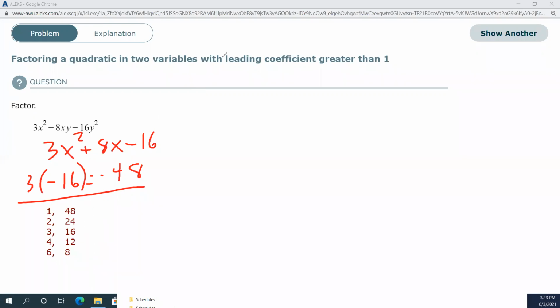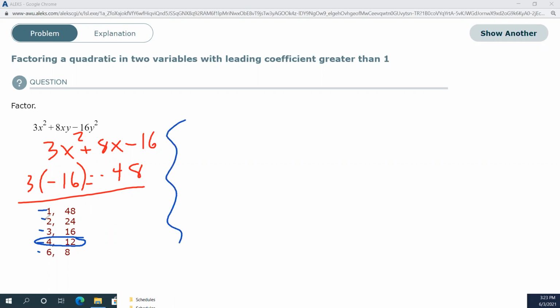Now, let's see. So each pair is supposed to multiply to negative 48, so they need to be oppositely signed, but they need to add up to a positive number, so the big number is positive. So all the small numbers are negative, and the pair that adds up to 8 is right there.